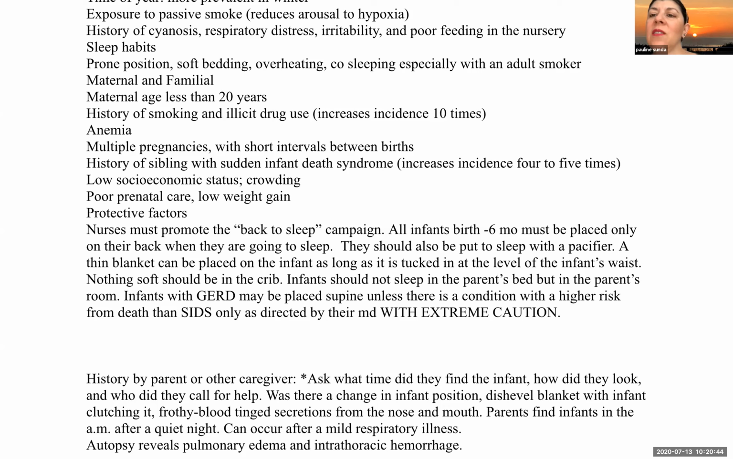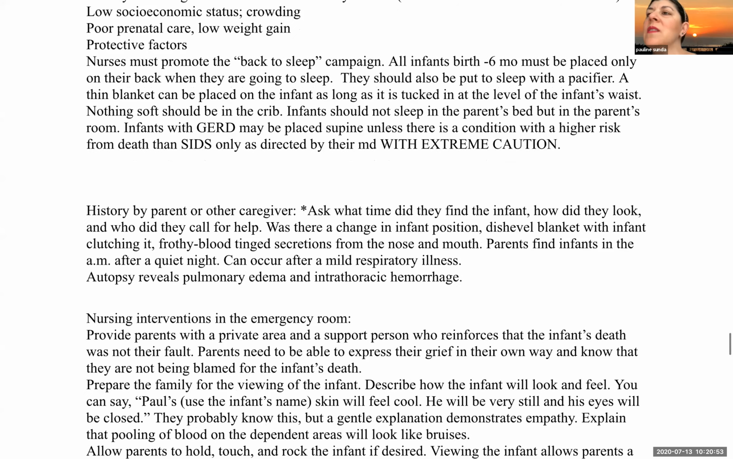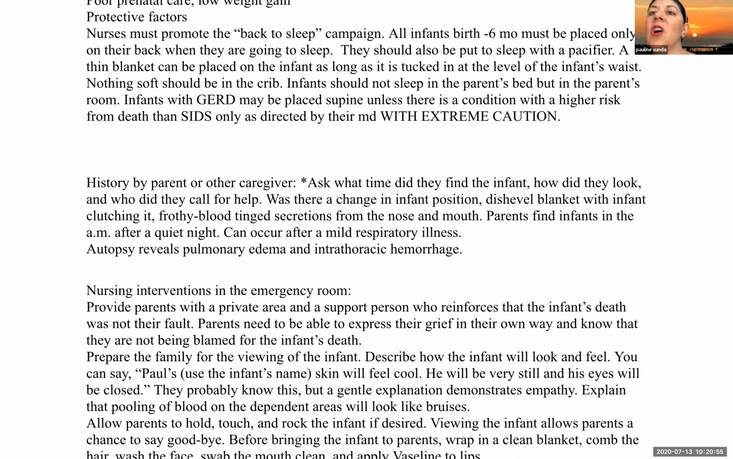Some protective factors that can help to prevent issues with SIDS are that Back to Sleep campaign. So all infants birth to 6 months of age must be placed on their back when they're going to sleep. We also want to put them to sleep with a pacifier. A thin blanket can be placed on the infant as long as it's tucked in at the level of the waist. Really nothing soft should be in the crib, so they don't need stuffed animals and thick blankets or pillows. None of that should be in there.